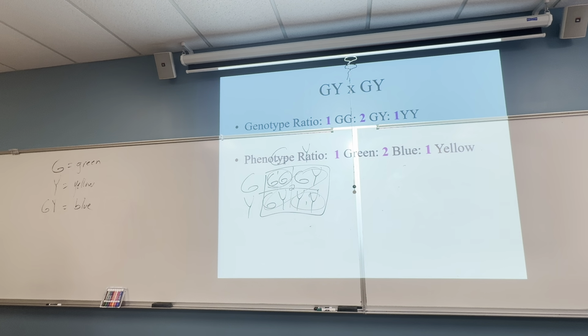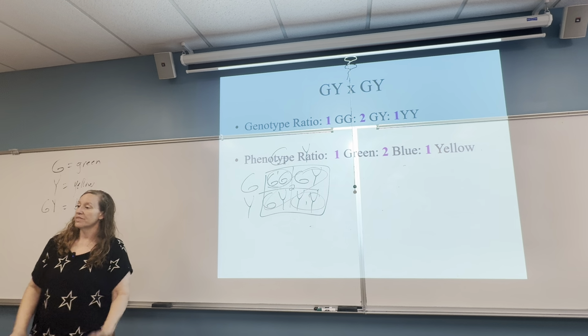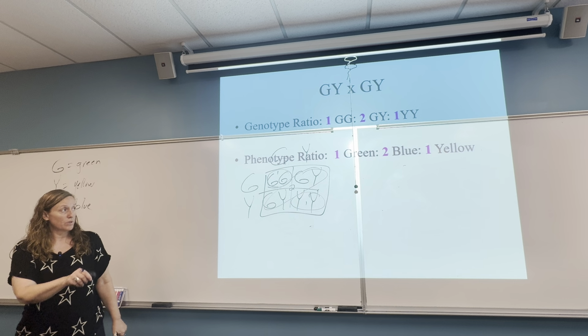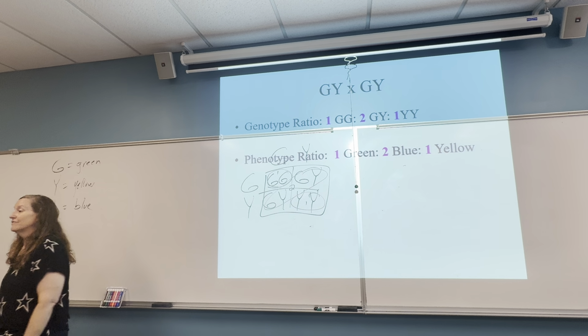So again, this is different than complete dominance, because if we had a 1 to 2 to 1, it would be a 3 to 1 phenotypic ratio for complete dominance. But we're talking about a blending here with incomplete dominance, and so this blend gets its own phenotype.